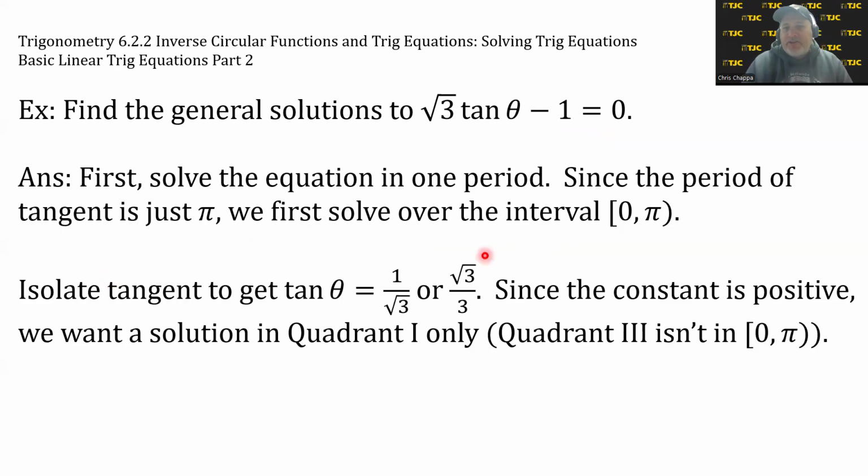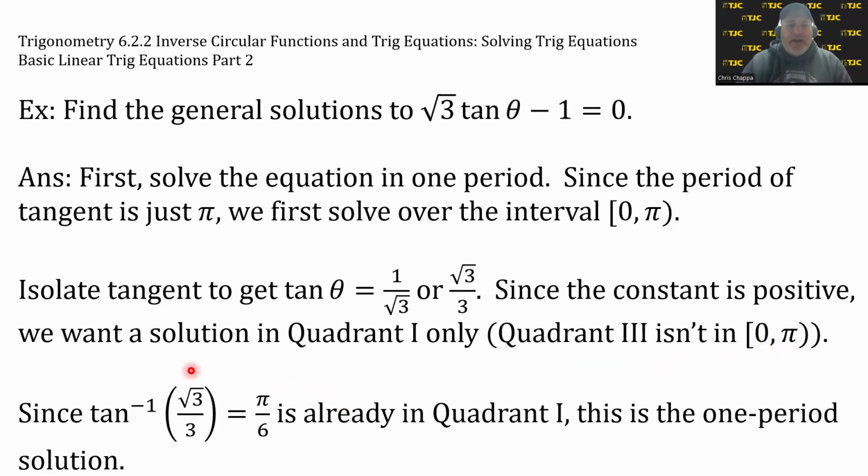Now, since the constant is positive, we want a solution in quadrant 1 only. If you think in quadrant 3, that's not within the first period of 0 to pi. And since tangent inverse of square root of 3 over 3 is pi over 6, and that's already in quadrant 1, this is our one period solution.